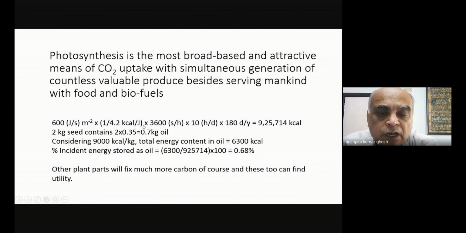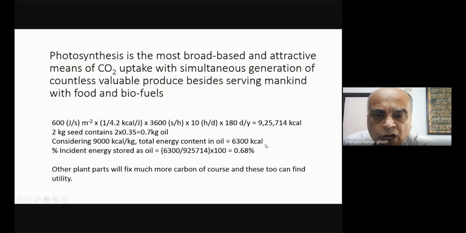Now, in that 180 days, let's say when I take a harvest, I find that there is 2 kg of seed, which I'm collecting, and it has got something like 35% of oil. So I'm getting about 0.7 kg of oil, and the calorific value of the oil is 9,000 kilocalorie per kilogram. If I multiply by 0.7, it comes to 6,300 kilocalorie.